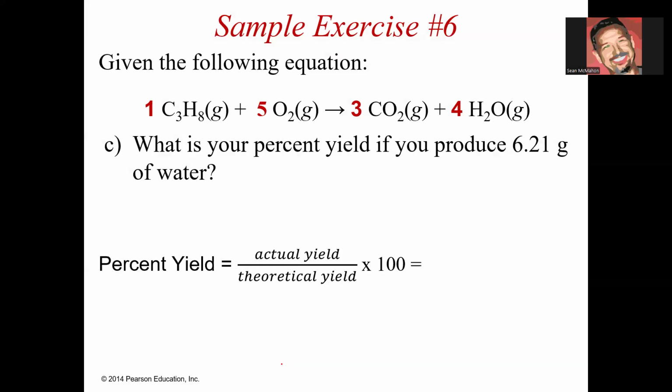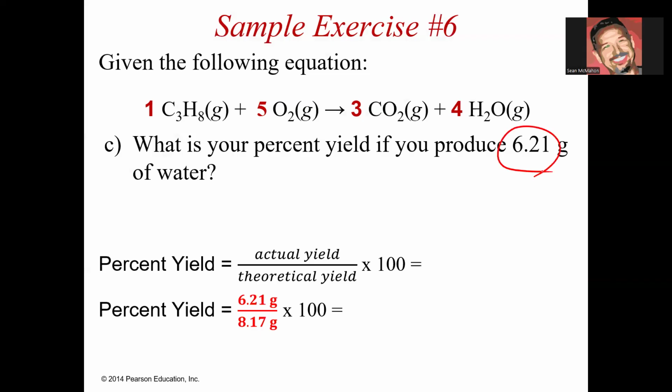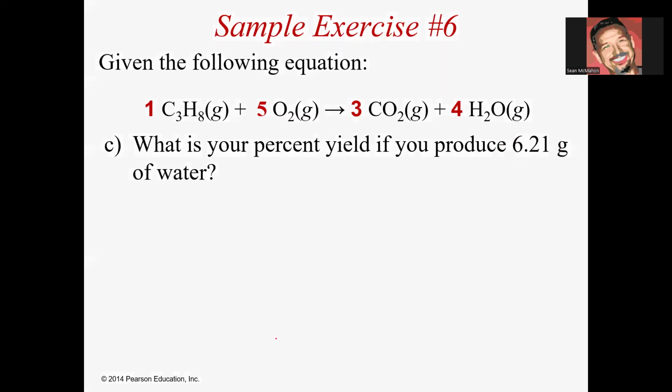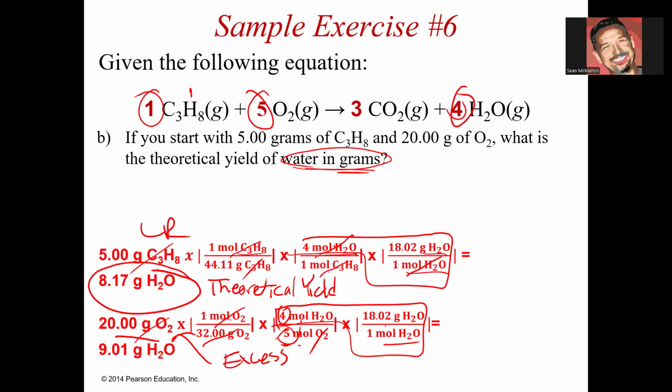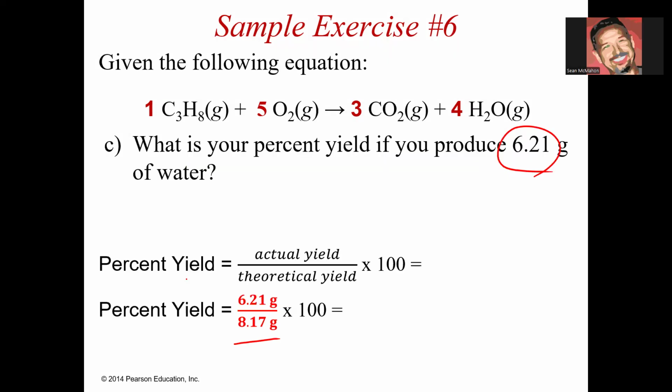I go to my calc. What's my percent yield? Actual over theoretical. It's the 6.21 that I obtained, but the theoretical was 8.17. Again, that's from the previous slide. I picked the lesser amount. Times that by 100, I get a 76.0% yield. This trailing zero counts as sig figs. This is 3 sig figs. That's my final answer.